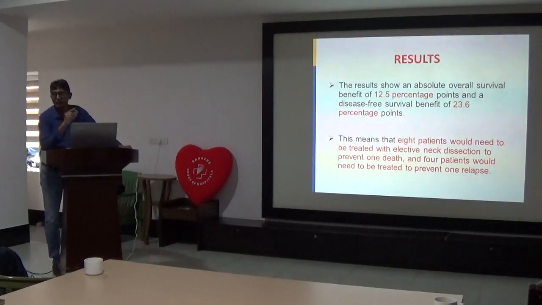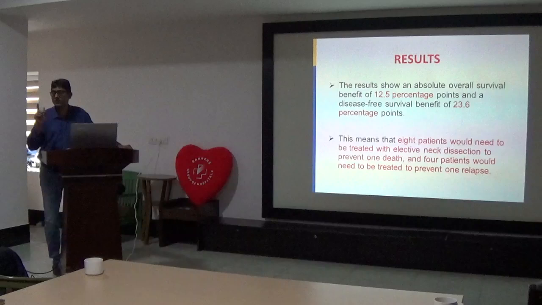So if you analyze the results, there is an absolute overall survival benefit of 12.5% and a disease-free survival benefit of 23 or 24% if you compare both the arms. Now this is very important. This says that if you treat the neck in 8 patients, you are preventing one death, and if you treat 4 patients, you are preventing one recurrence.